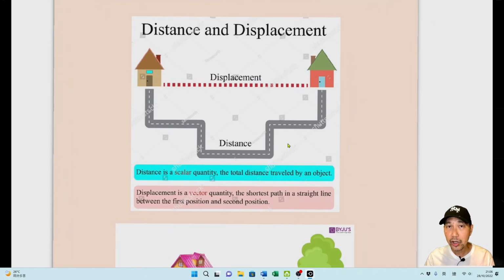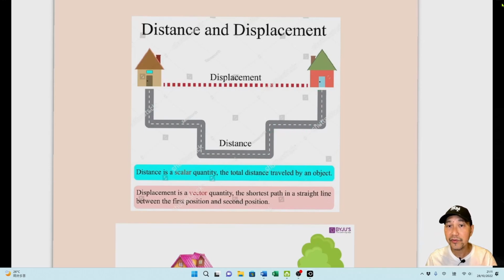Today I would like to share with you a topic of velocity and acceleration in mechanics. In the diagram on the screen, you can see that there are two different terms, distance and displacement. Both of them describe how far away two objects are. In daily life, we walk along this distance to our destinations.